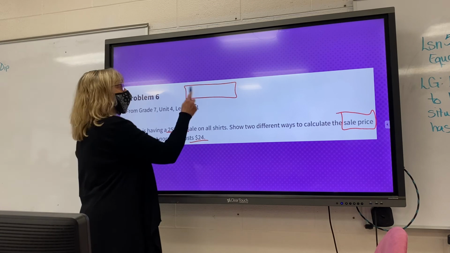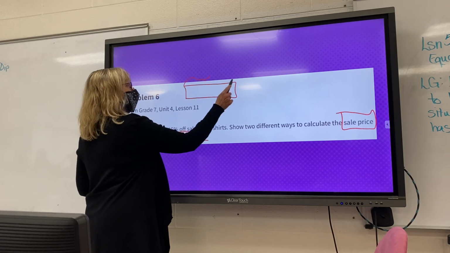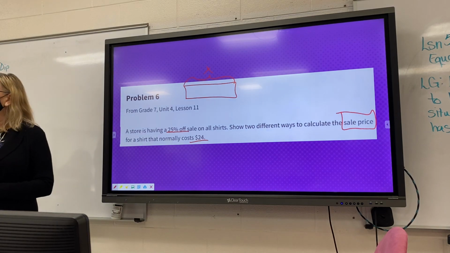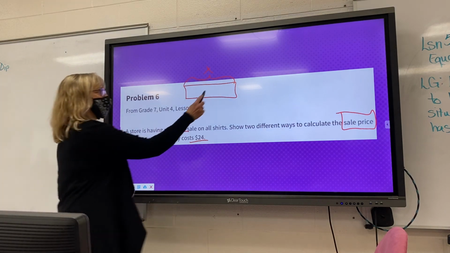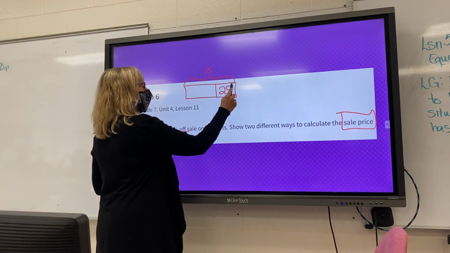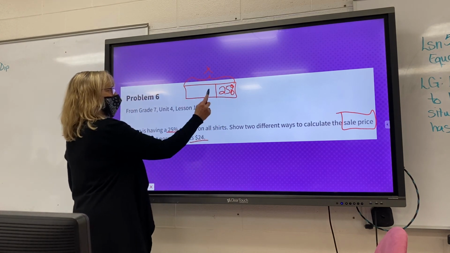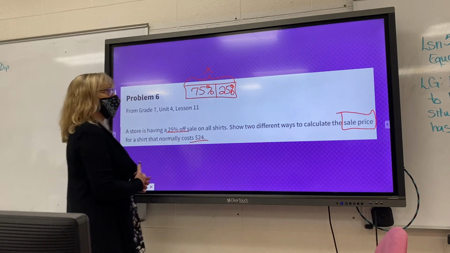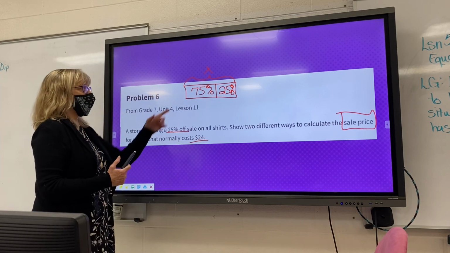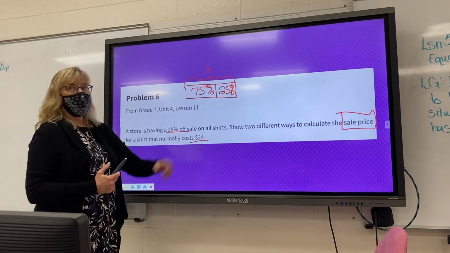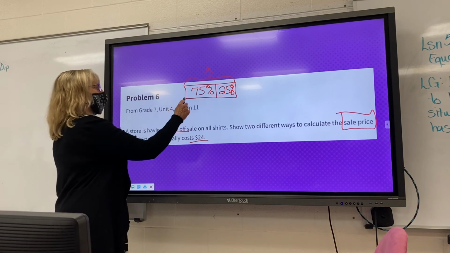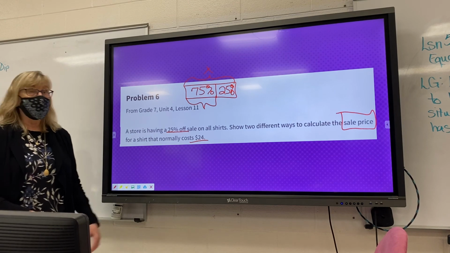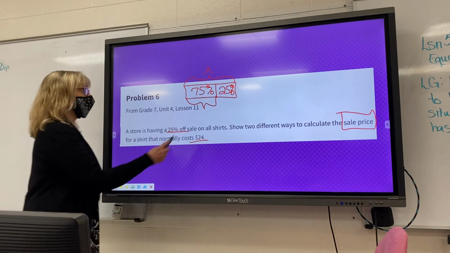In this case, the whole box is 100%, and that's the original. Is there a percent of increase or a percent of decrease? Decrease. It's decreasing by 25%. So what is this block for? 75%. Where's Y gonna be? 75, because we wanna know the sale price. Okay, if we wanted to know the discount, we would have done 25.